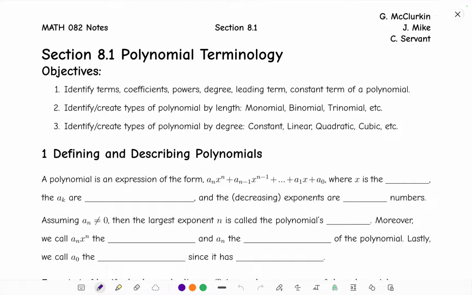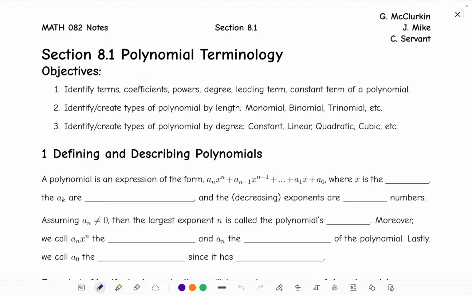Hello, today we're going to cover section 8.1, polynomial terminology. The objectives of this section are to identify terms, coefficients, powers, degree, leading term, constant term of a polynomial. Identify/create types of polynomial by length: monomial, binomial, trinomial, etc. Identify and create types of polynomials by degree: constant, linear, quadratic, cubic, etc.